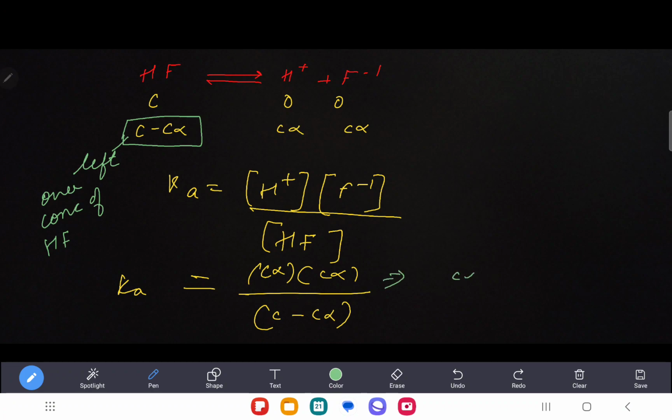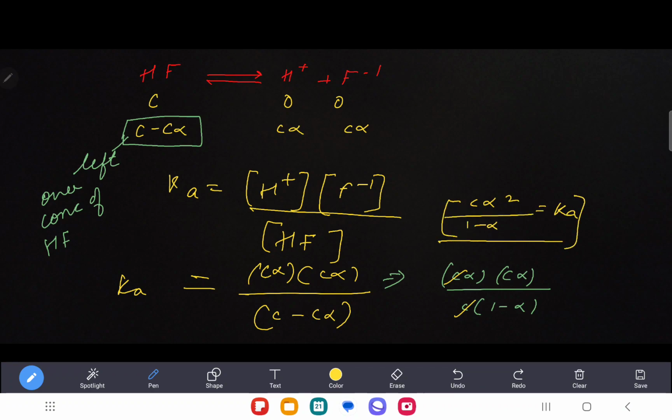What exactly does that mean? That means you have C alpha into C alpha over C into 1 minus alpha. So you simply cancel C and C. So you have C alpha square over 1 minus alpha, and that is going to be Ka. So this Ka is basically C alpha square over 1 minus alpha.